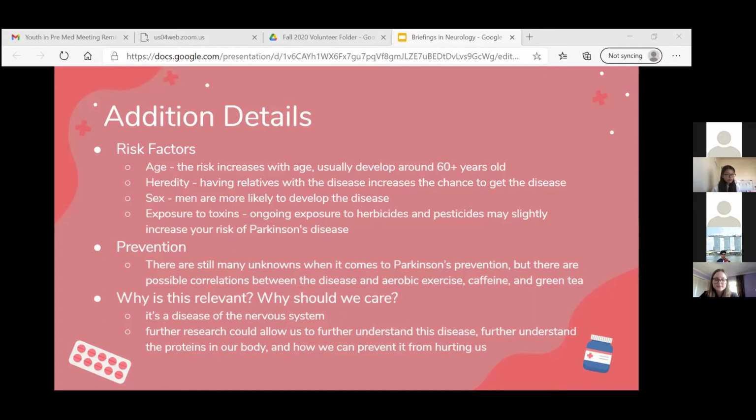Why is this relevant and why should we care? Well, it's relevant because it's a disease of the nervous system, and that's what we're learning about today. And why should we care is because further research could allow us to further understand this disease, further understand the proteins in our body, and how we can prevent it from hurting ourselves.